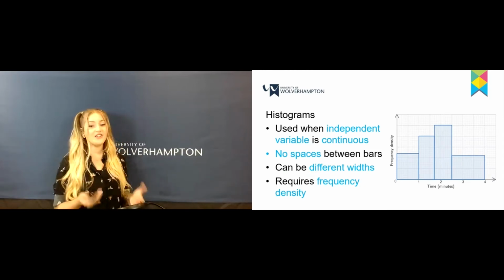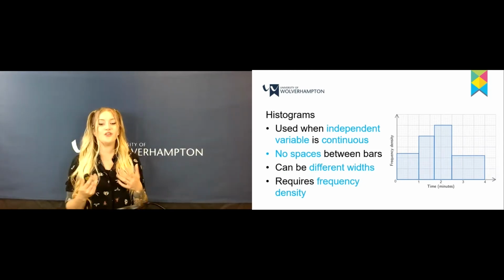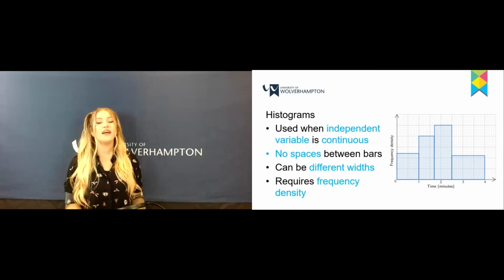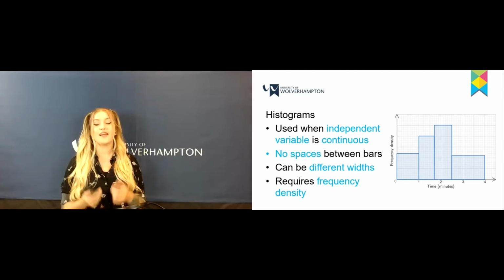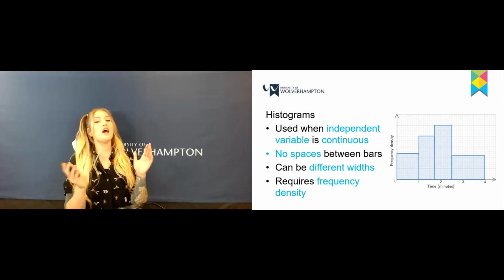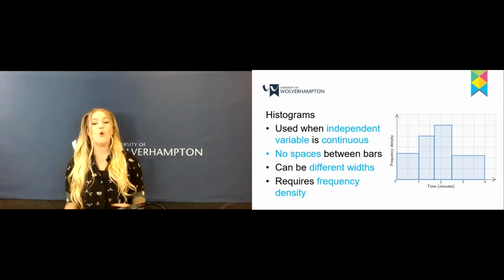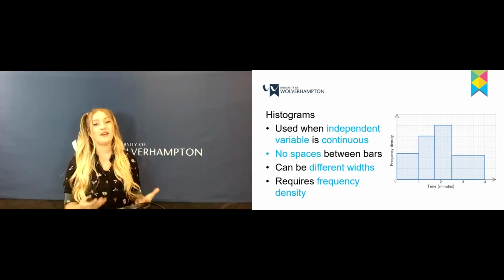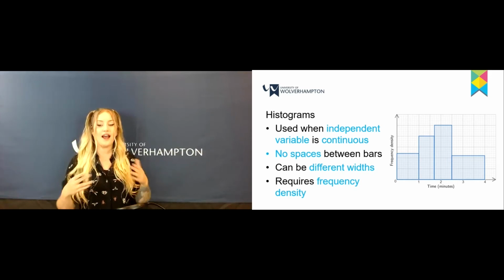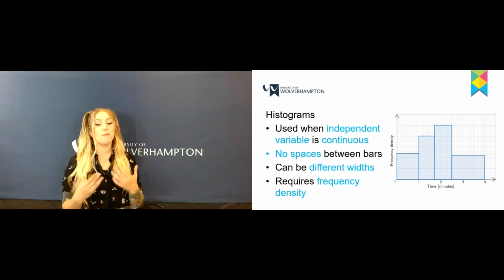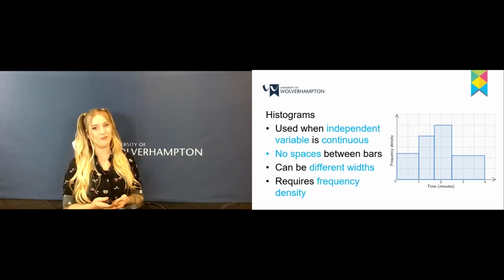Next up, we have our histograms, and these are used when the independent variable is continuous data, not categorical data. They look a bit like bar charts, but they are different. Bar charts have gaps in between each category, whereas histograms have no spaces between the bars, as it's continuous data. And also, these bars can be different widths as well, as you work out how high the bar is going to be based on frequency density.